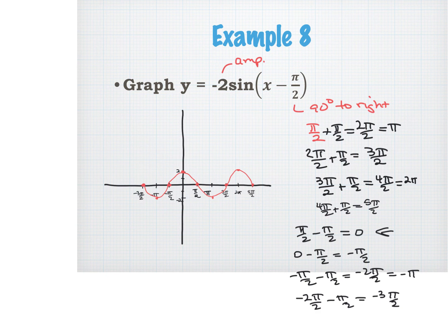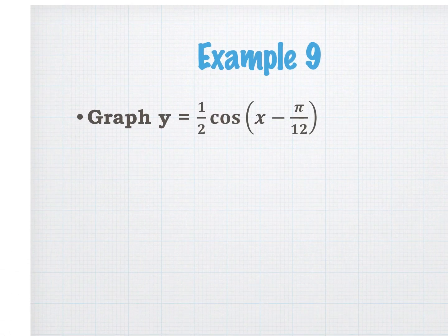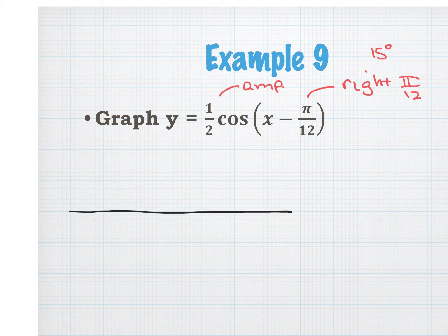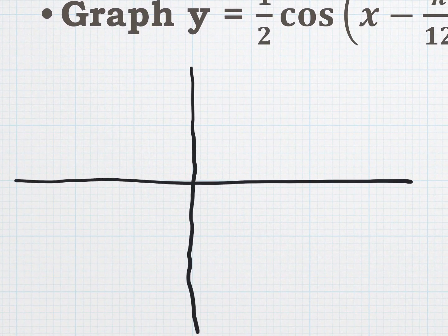So let's take a look at one more. Again, a cosine graph. Here is my amplitude. I have an amplitude of 1/2. I have a shift of pi/12, which is equivalent to 15 degrees, to the right. So let's go ahead and set up our x and our y axis. Because it's to the right, one little square is going to be the pi/12.